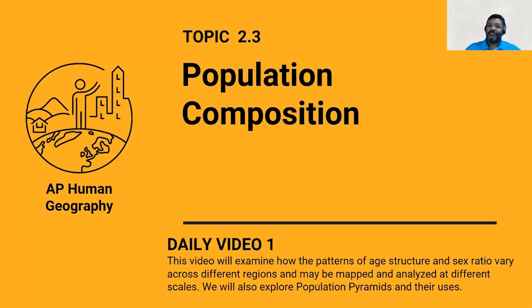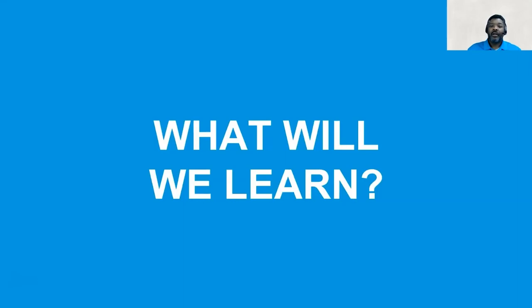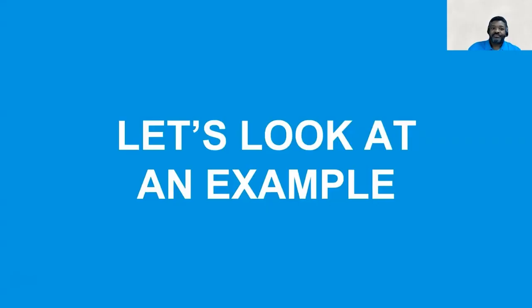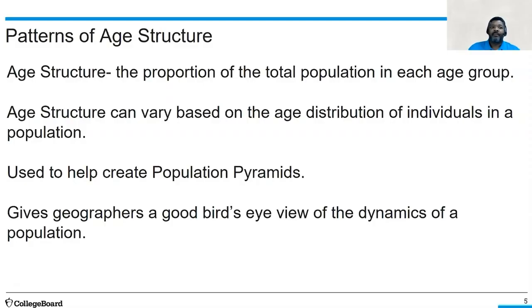Today, we're going to talk about topic 2.3, population composition. What will we learn? We're going to talk about population composition in terms of patterns of age structure, sex ratios, and population pyramids and their uses. So, what's behind the numbers? Let's look at an example.